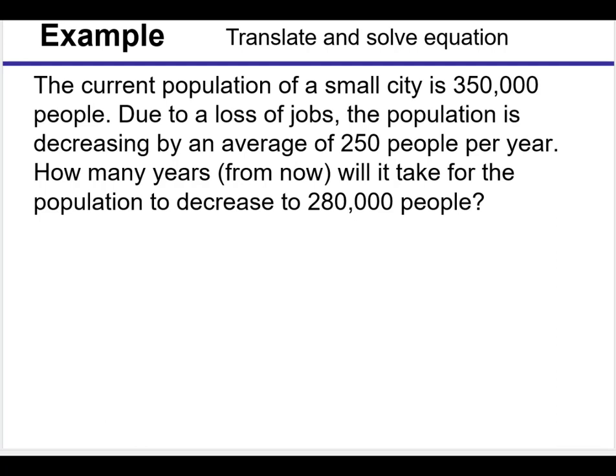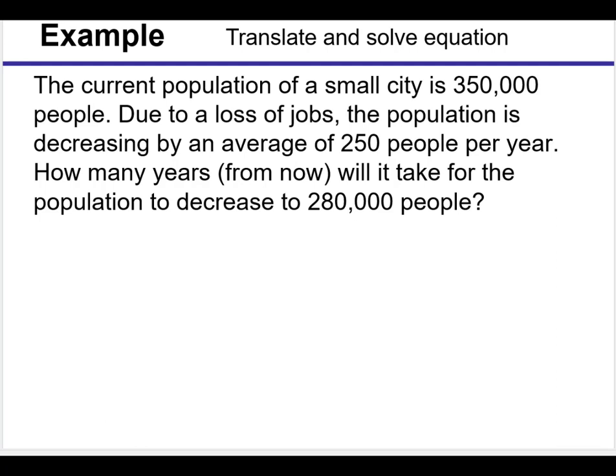This is 2.7. It's from the notes, and it says the current population of a small city is 350,000 people. Due to a loss of jobs, the population is decreasing by an average of 250 people per year. How many years from now will it take for the population to decrease to 280,000 people?